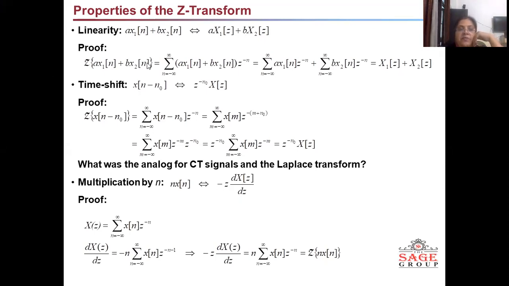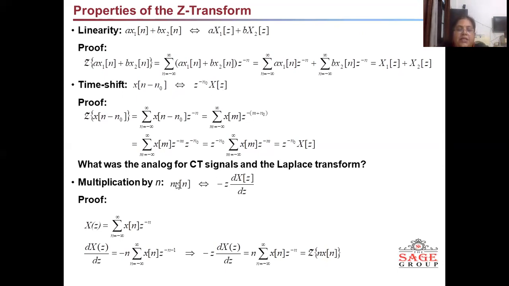Now time shift. Time shift means if a signal is x[n] and it is shifted in the time domain by a quantity n0, then what will be the change in the Z transform? The Z transform will remain the same, only it will be multiplied by z to the power of minus n0. To prove this, we have taken the Z transform of the left hand side. By the definition, summation from n equals minus infinity to plus infinity, we found the Z transform, and by solving it, we have proved the left hand side equals the right hand side. So if the shifting is minus, then z will be multiplied by the minus power, and if the shifting is plus n, then z will be multiplied by the plus power.